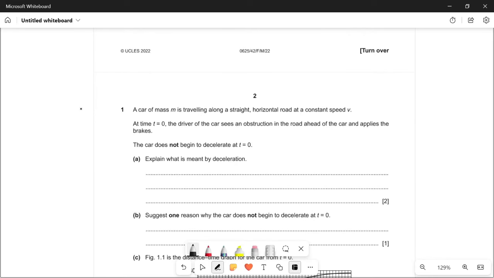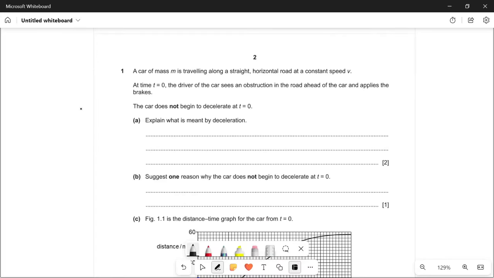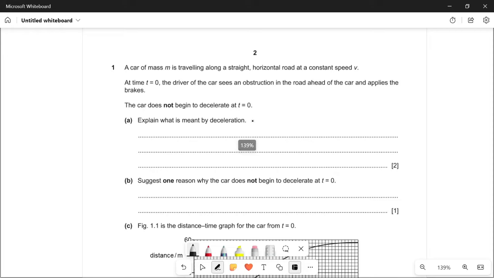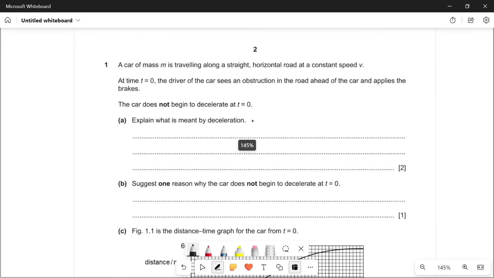A car of mass m is traveling along a straight horizontal road at a constant speed v. At time t equals 0, the driver of the car sees an obstruction in the road ahead of the car and applies the brakes. The car does not begin to decelerate at t equals 0. Explain what is meant by deceleration.